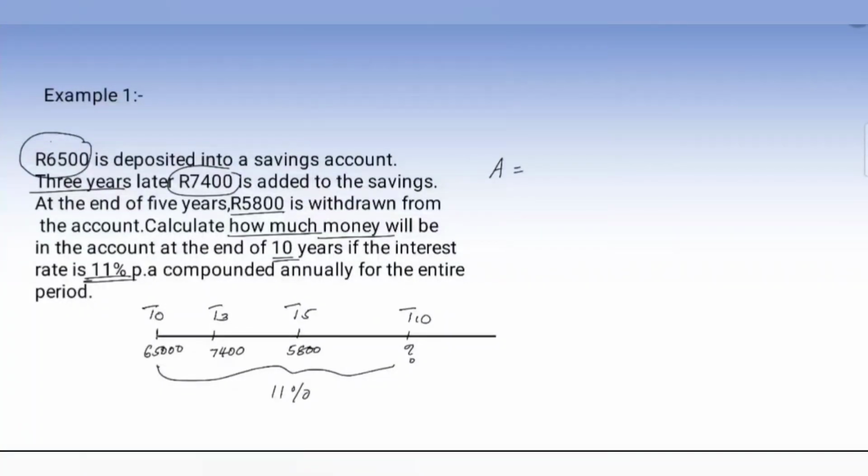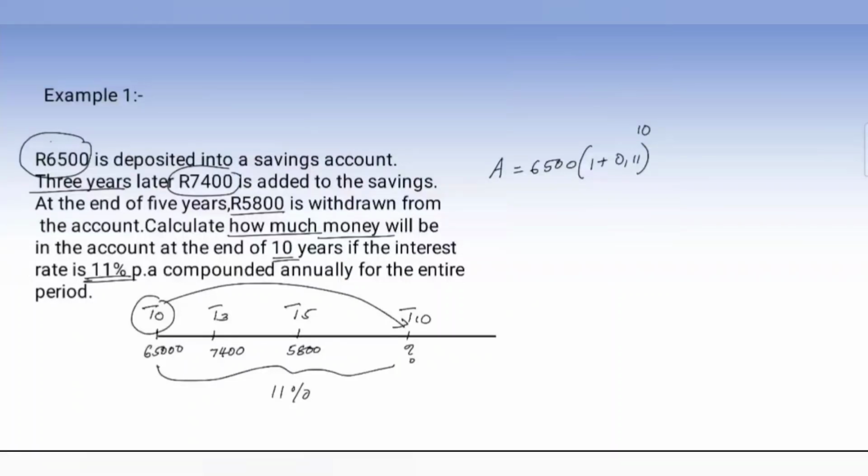Now things are very simple. A is equal to, just treat each transaction separately. Start with the T0. From T0, how many years left to the end? 10 years, isn't it? So I have to write 6,500 bracket 1 plus I, R over 100, 11%, that is 11 over 100, that is 0,11 to the power, that entire session you have to write it, that is 10 years. So we are done with the 6,500 and its interest.